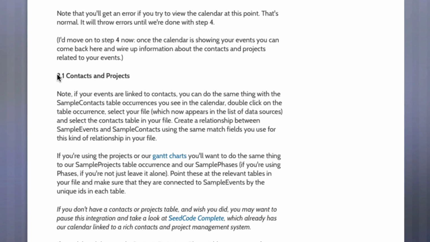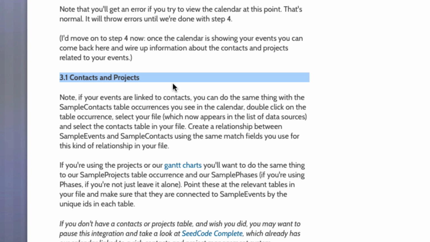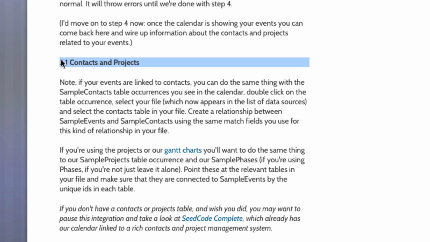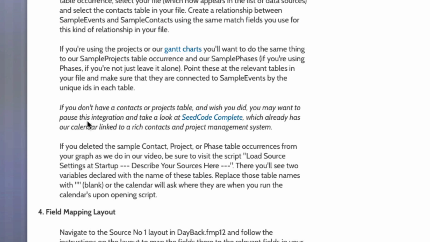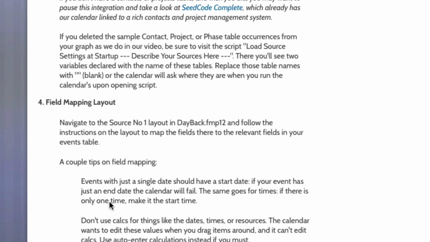So we do talk a little bit about contacts and projects here. If you do want to use contacts and projects, again, you can loop back to this later. Just come back to this step 3.1 and read and follow the directions there. So the next step we want to do is the field mapping layout. And what we need to do to accomplish this is go to the source number 1 layout in the DayBack file and map some fields.